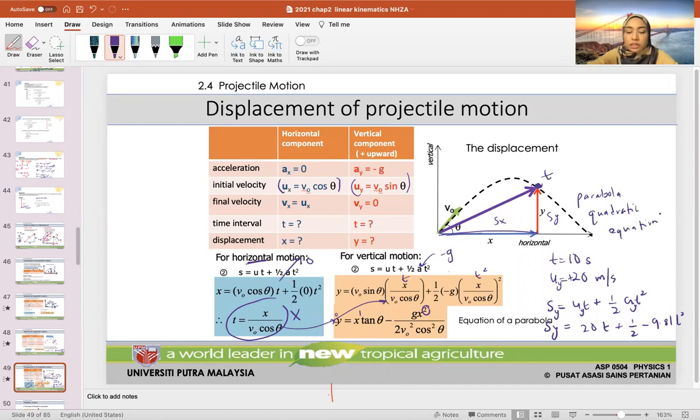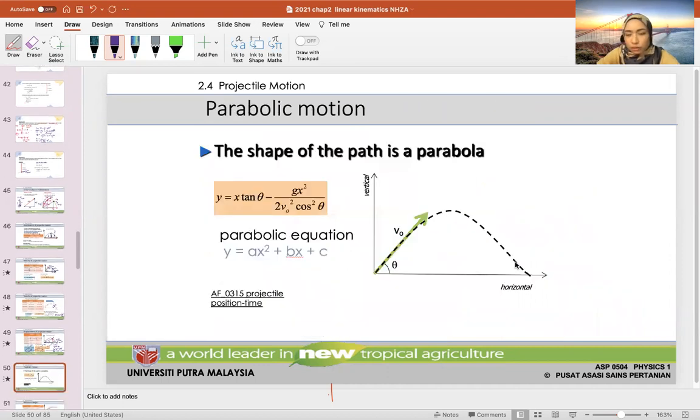What is a quadratic equation? This guy, something that has to the power of 2, to the power of 1, to the power of 0. Okay, equation yang ada degrees 2. So projectile motion is described by this equation. Is it important to know? No, not really. It's just like introductory math physics lah.